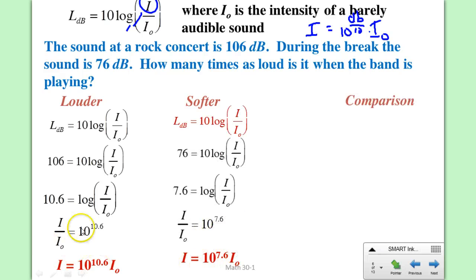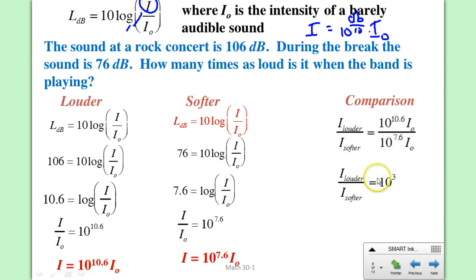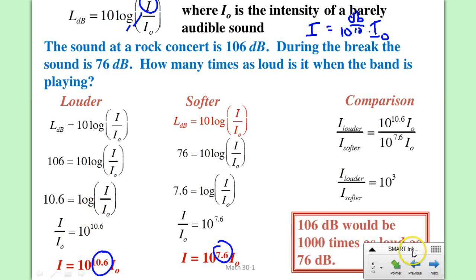When you compare these two, what's the difference? You divide them and you compare the soft sound with the loud sound, and you end up with 10 to the 3. Everything divides out, and it's 10 to the 3, which makes sense because the exponent on the tens is 3 units more, so it is 1,000 times more intense than the rock concert. Okay? Yeah, I want you to ponder that.